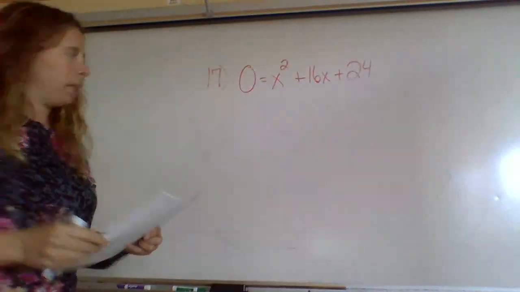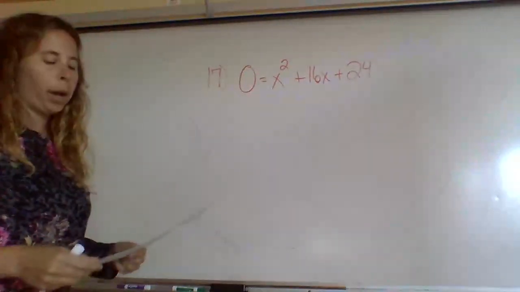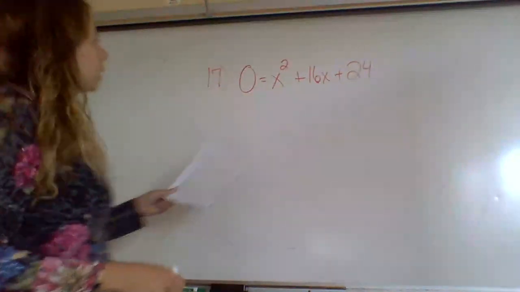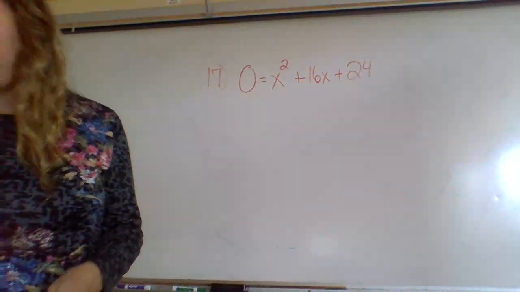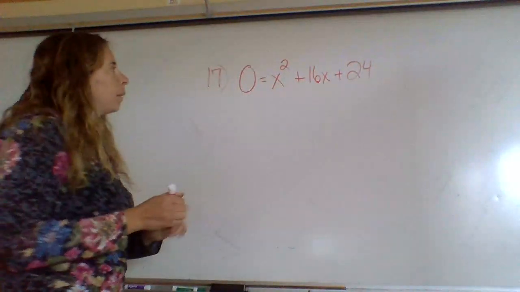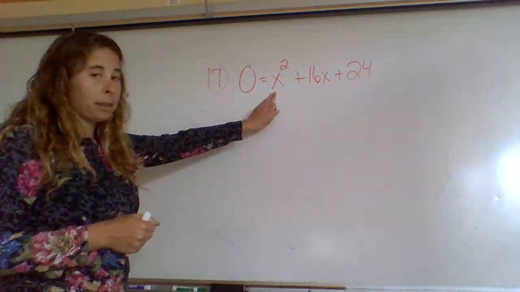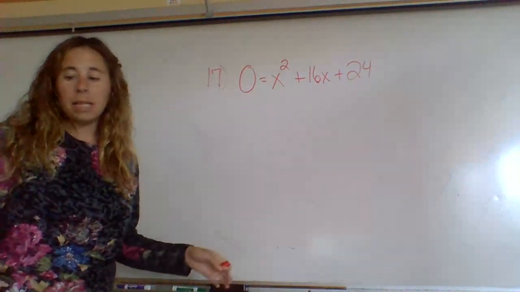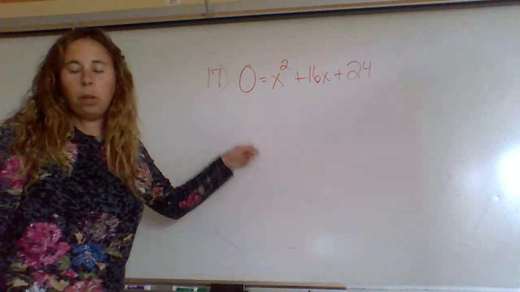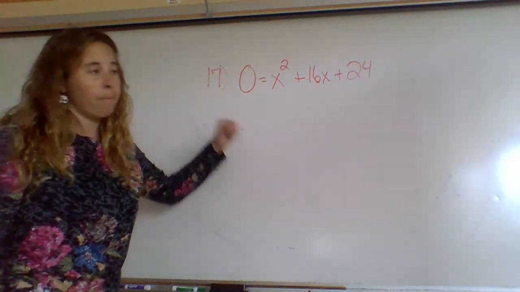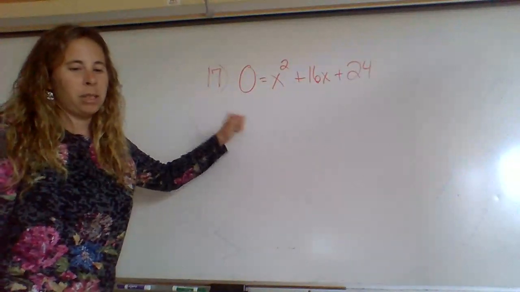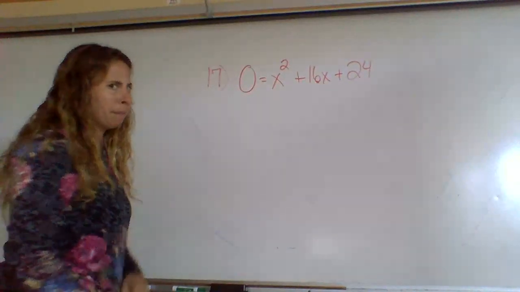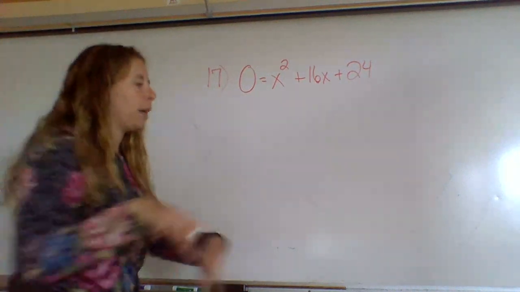Okay, number 17 says solve by completing the square. Wow, I made my 0 really big. Solve by completing the square. Okay. So once again, you're trying to solve for x. And if I tell you on a test to solve by completing the square, you have to solve it by completing the square. Because you have to do what I say. Then once you get out into the real world, you can do what you want. But I have to make sure you know how to do it this way.